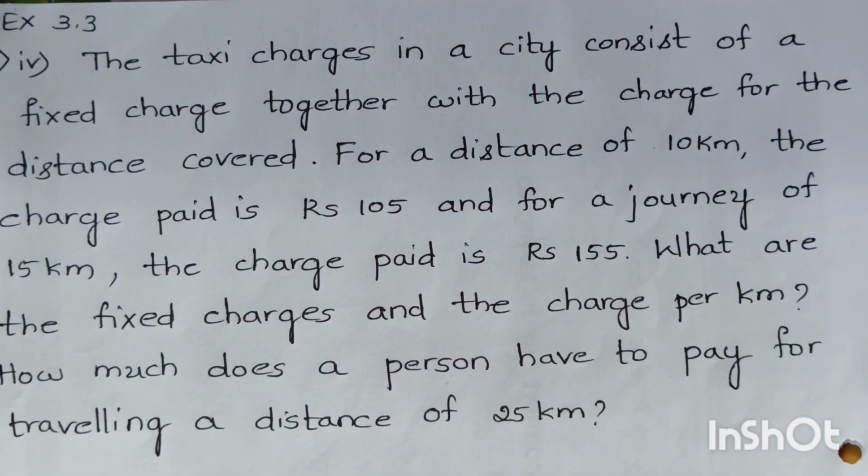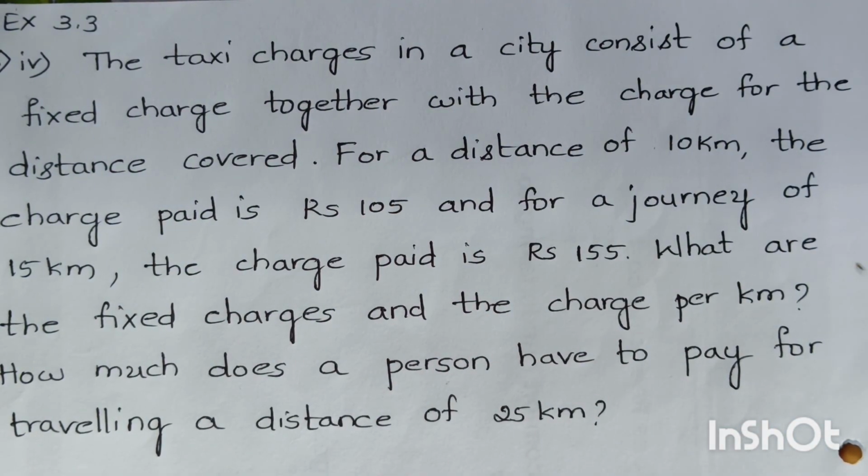The taxi charges in a city consist of a fixed charge together with a charge for the distance covered. For a distance of 10 km, the charge paid is rupees 105 and for a journey of 15 km, the charge paid is rupees 155. What are the fixed charges and the charge per kilometer? How much does a person have to pay for traveling a distance of 25 km?